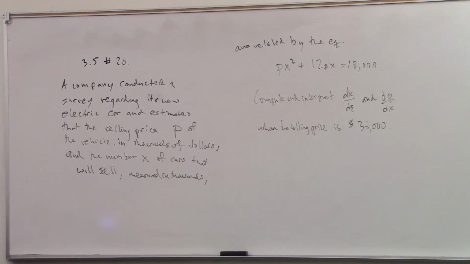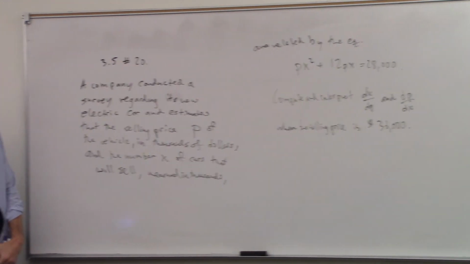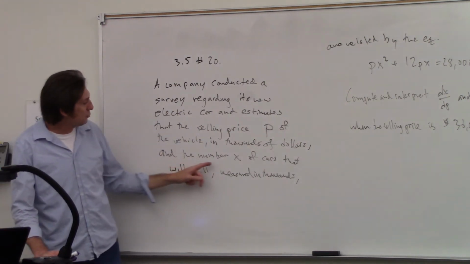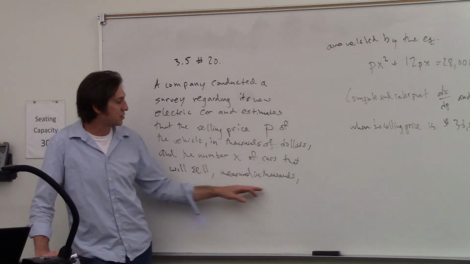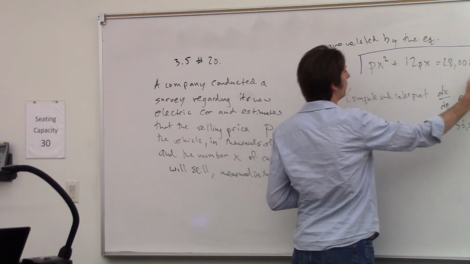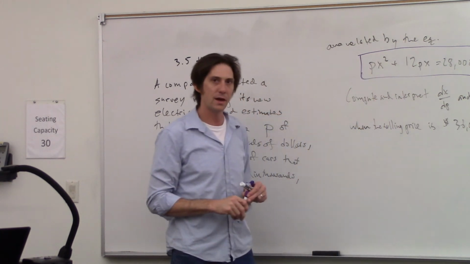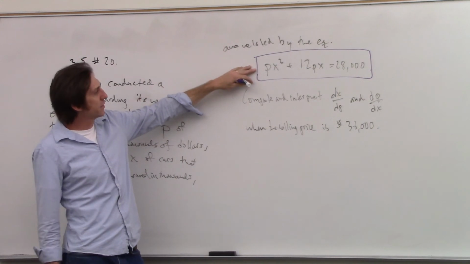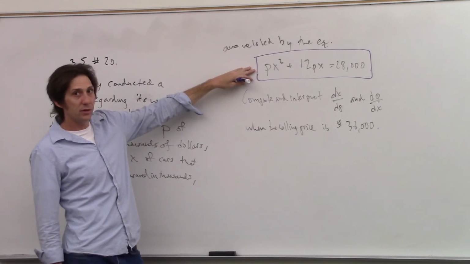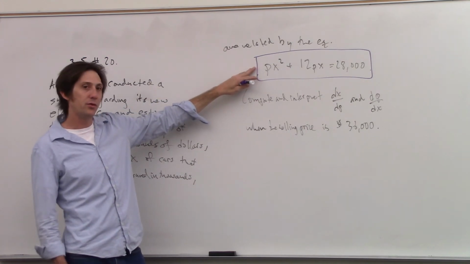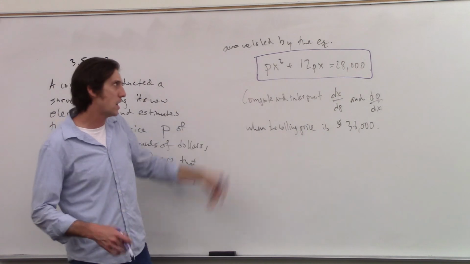A company conducted a survey regarding its new electric car and estimates that the selling price P of the vehicle in thousands of dollars and the number X of cars that will sell, measured in thousands, are related by this equation: Px squared plus 12px equals 28,000. As you can see, this equation does not define x or p explicitly in terms of the other variable, but it is an implicit expression for both p and x.